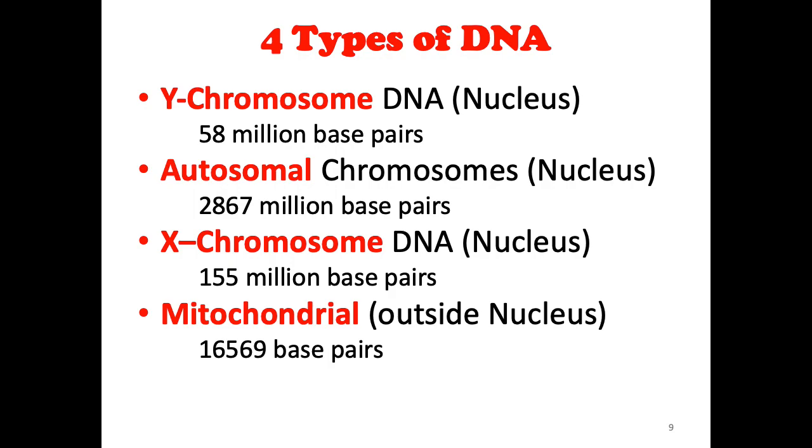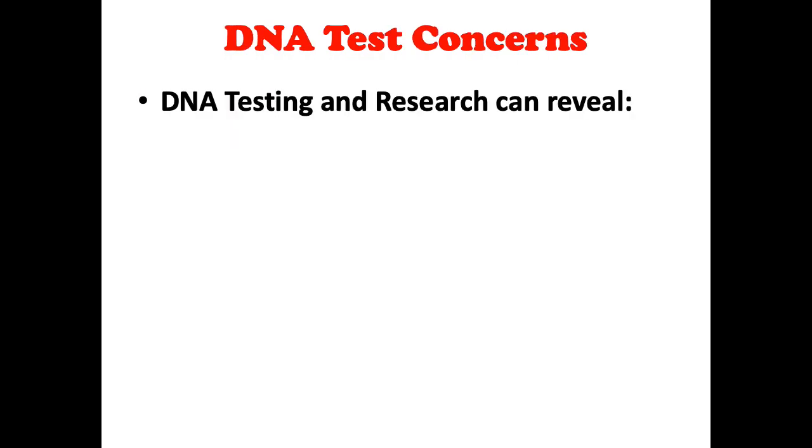And I mentioned those little energy-producing units outside the nucleus. The mitochondria have a very small structure of base pairs, but that's a unique type of DNA, and I'll talk about inheritance patterns for all of these also.